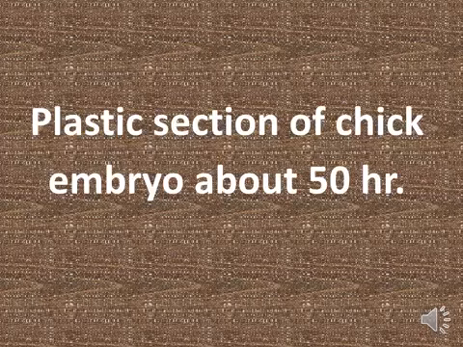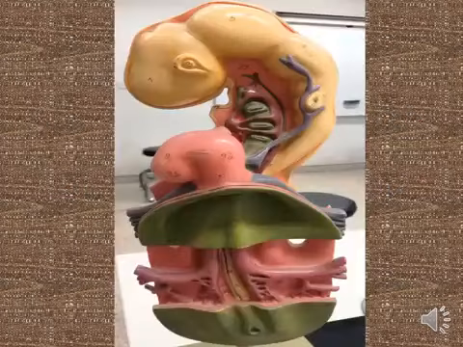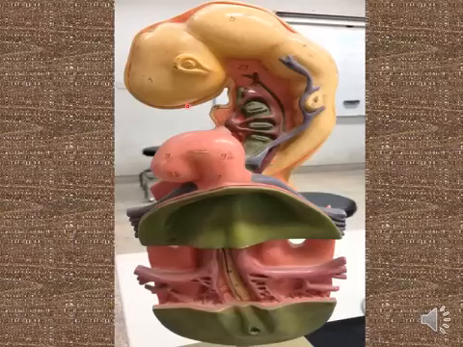Next, we show the plastic sections of the chick embryo at about 50 hours. These sections show the brain vesicles: a telencephalon forming the lateral ventricle, a diencephalon forming the third ventricle, and a midbrain forming the cerebral aqueduct.